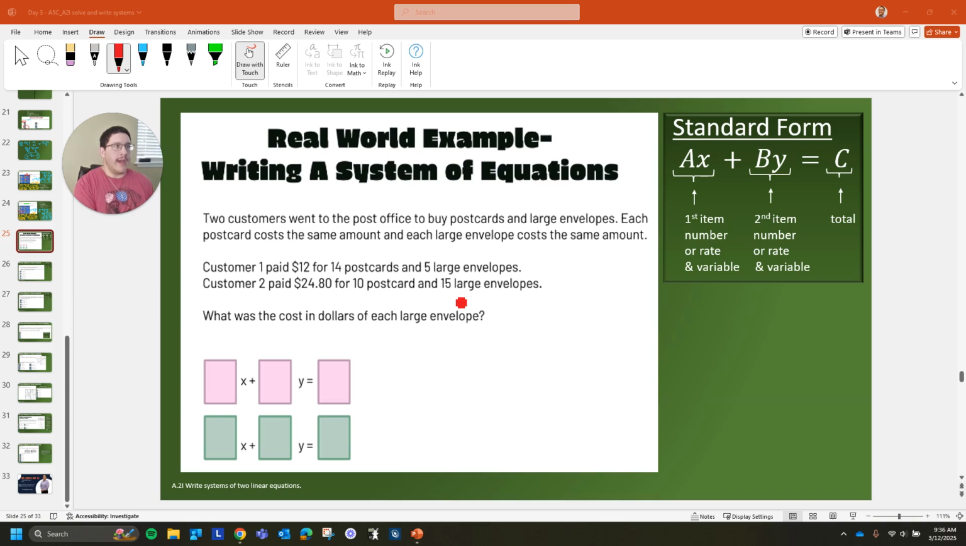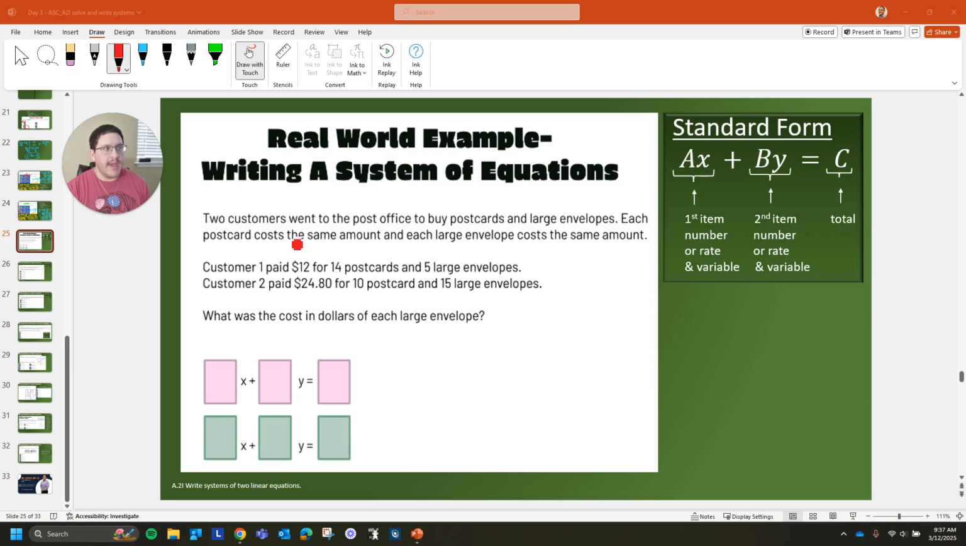Okay, so now this word problem is going to involve systems of equations. I'm going to hopefully show y'all how we can identify that this is talking about a system of equations. So let's read through the problem and then just start picking out some of the important information. Two customers went to the post office to buy postcards and large envelopes. Each postcard costs the same amount and each large envelope costs the same amount.